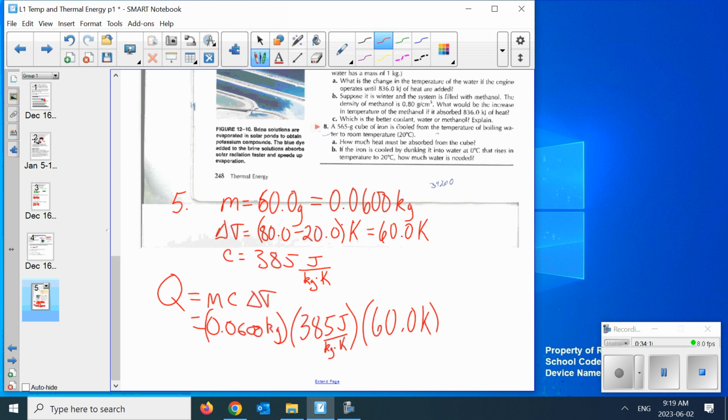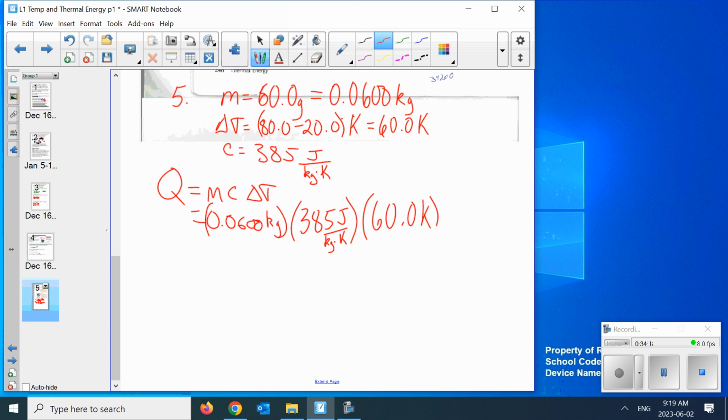Using a calculator is not tough. Oh, this doesn't even have scientific notation. 0.06 times 385 times 60 gives 1,386. I only need 3 significant digits. Let me just put that down here. Let's figure this out: 1, 2, 8, 6.